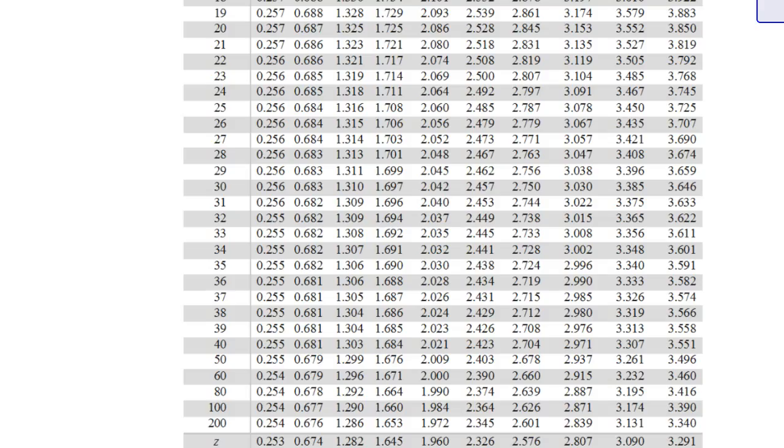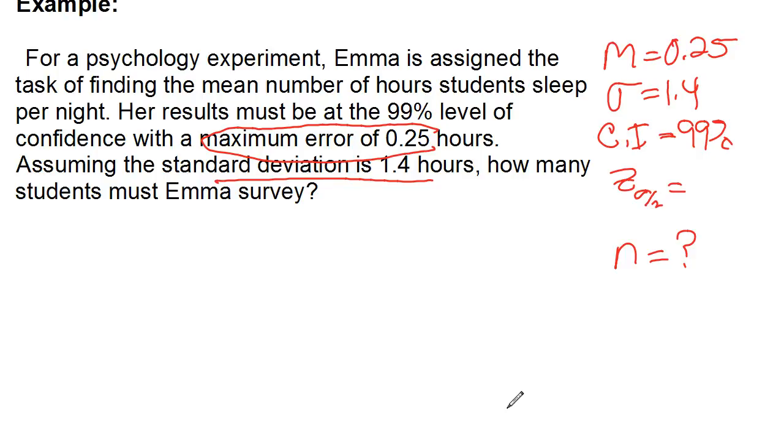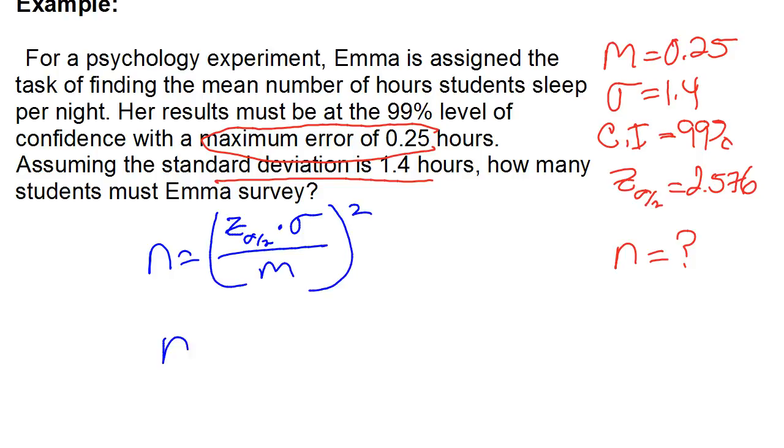So we go over to the cumulative distribution table and we say, is a 99% confidence level on this table? And it is. 99% is right here. So the Z that we're going to use is 2.576. And we're going to use the formula: n is equal to z alpha divided by 2 times sigma divided by our margin of error, squared.